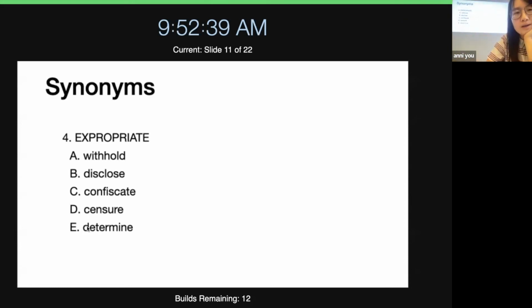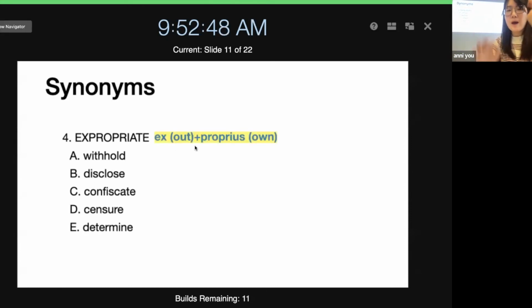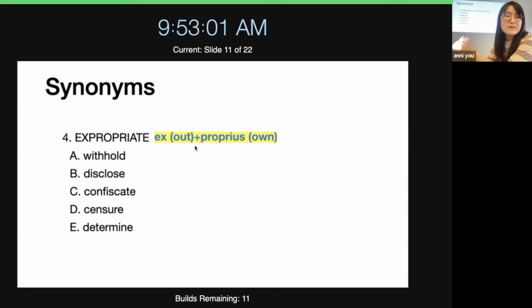So what does it mean, like expropriate, right? Does it mean something like inappropriate? Well, no. We break it down into 2 parts. One is EX. EX means out. Think about exit, meaning going out, the place that you can go out. So EX means out. And proprius, that is the Latin root for own. Can you remember any word that looks like proprius, meaning something you own?